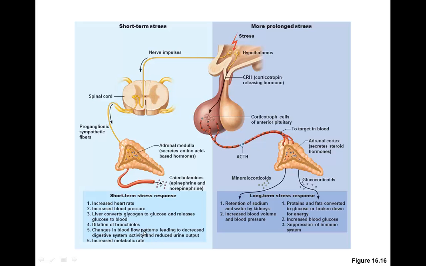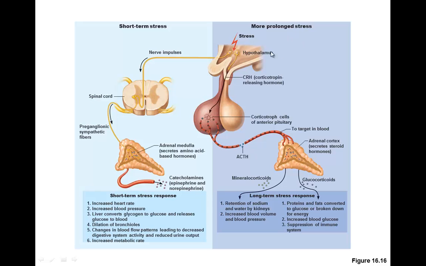We get dilation of the bronchioles, which increases the ability for the lungs to ventilate. And also we get changes in blood flow patterns, diverting blood to skeletal muscle, the brain, and the heart. Okay? And we also get an increase in metabolic rate. So everything associated with the sympathetic response can be associated with this release of catecholamines in the short-term stress response.